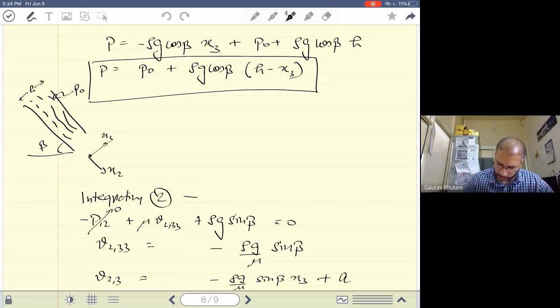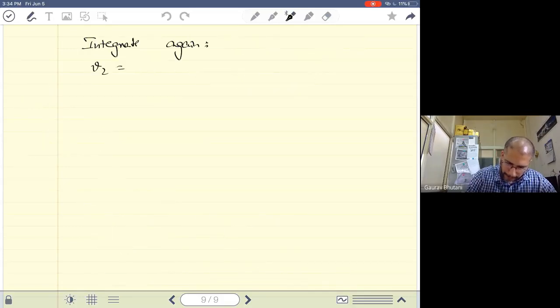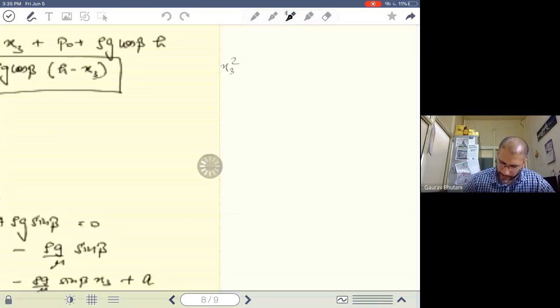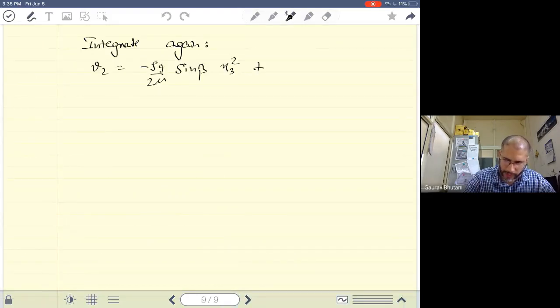So v2 becomes minus rho g by mu times sine beta, and then we have x3 square by 2, plus a x3, plus another constant, which is b. So that's your v2 as a function of x3. Now again, you see that you have two constants of integration, that is a and b, that you have to find, and for that we will need some sort of boundary condition here.